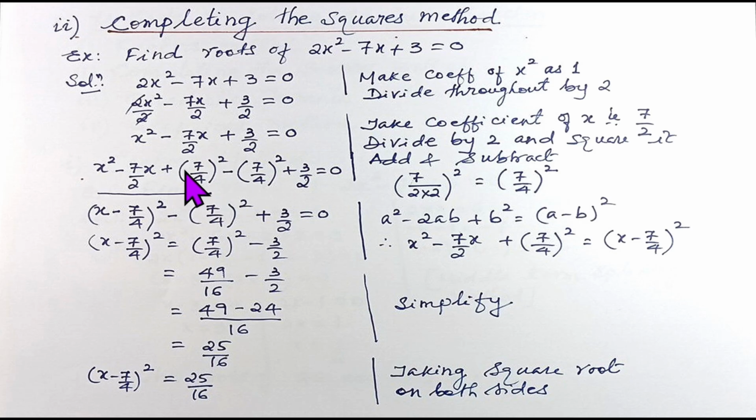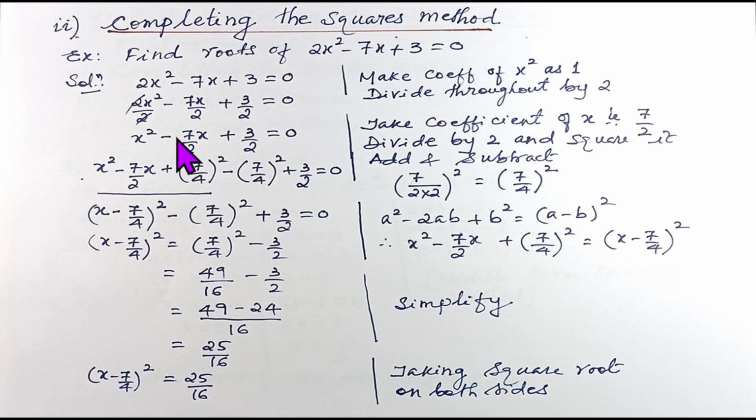So what we can do is add and subtract the term, because we cannot only add, we have to subtract also, so the quadratic equation does not change. So x square minus 7 by 2x plus 7 by 4 whole raised to square minus 7 by 4 whole raised to square plus 3 by 2 equal to 0. Now these three terms form a square term. That means it is a minus b whole raised to square, because this is a square minus 2ab plus b square. Here a is x, b is 7 by 4, so it is x minus 7 by 4 whole raised to square.